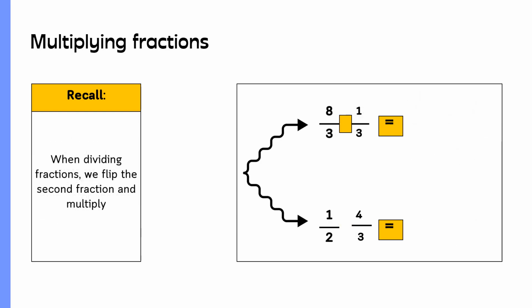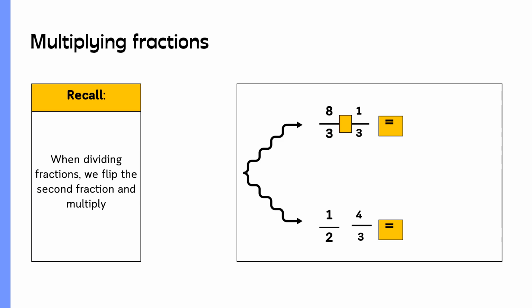We're going to divide fractions. When dividing fractions, we flip the second fraction and multiply. Keep, change, flip. Keep, change, flip. We keep the first fraction, we change the sign to multiplication, and then we flip the second fraction.